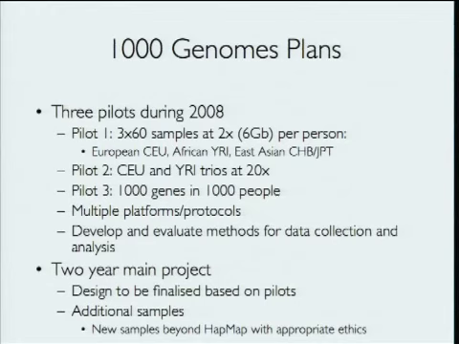So how are we going to go about it? We're going to pilot this approach of using low coverage samples. So we're going to take 3 sets of 60 people at 2-fold coverage, one from Europe, one from Africa, and one from East Asia. It's 180 people.